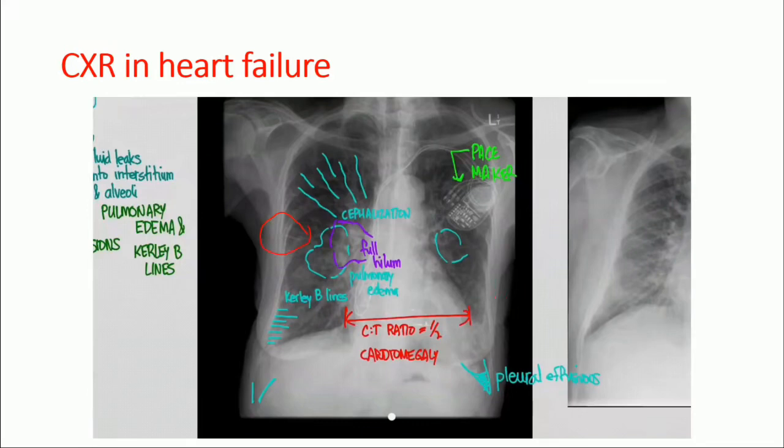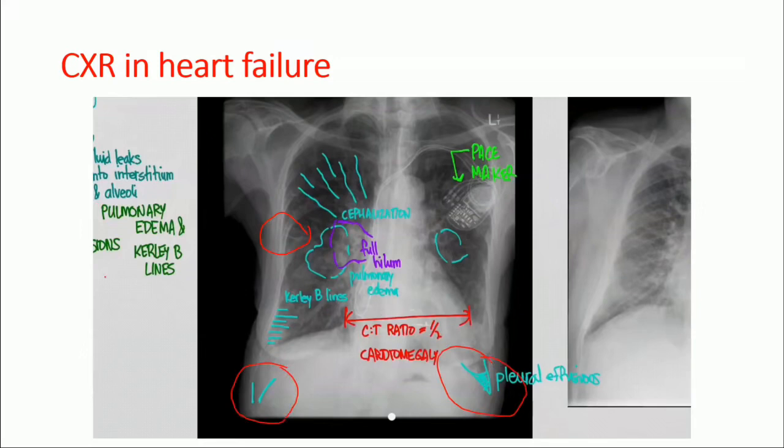So these are horizontal lines which probably represent fluid in the interstitium, interstitial fluid in the fissures of the lung. So there are many fissures that separate the segmental lobes and the main lobes. So these are probably fluid in those fissures, right? So that is a Kerley B line. And also another very common feature is a pleural effusion, as you can see here, right? So these are pleural effusions.